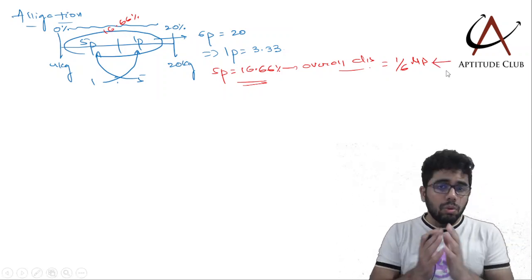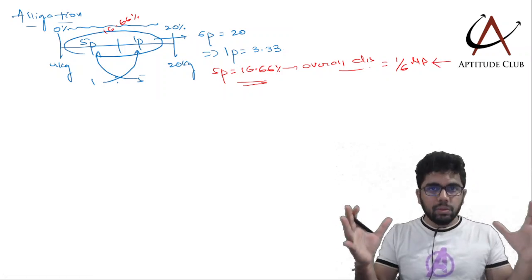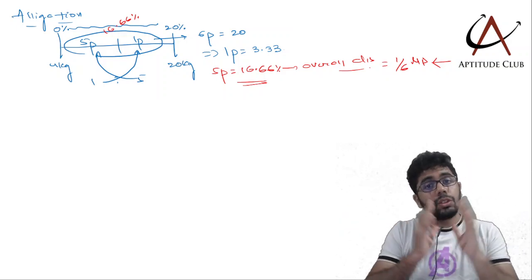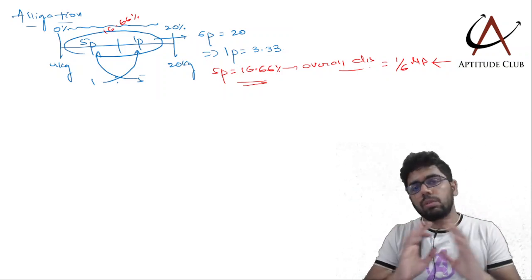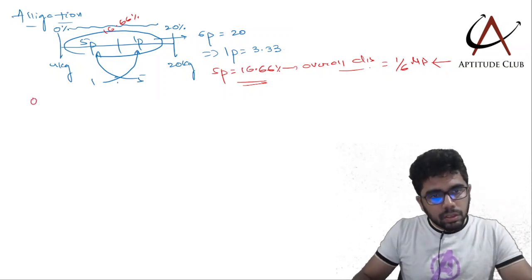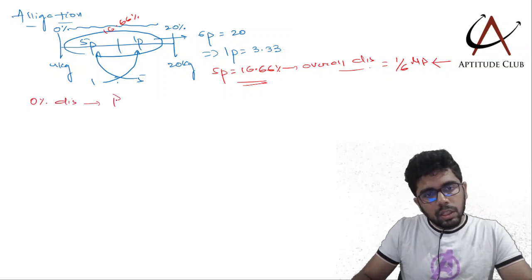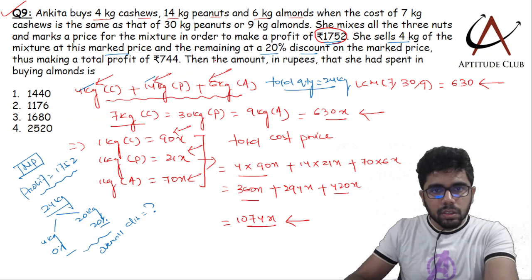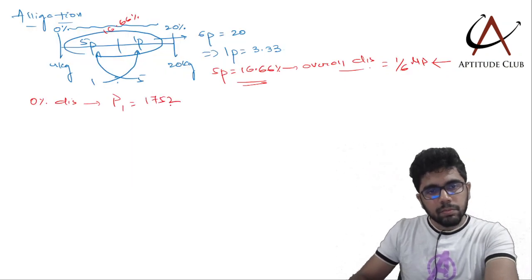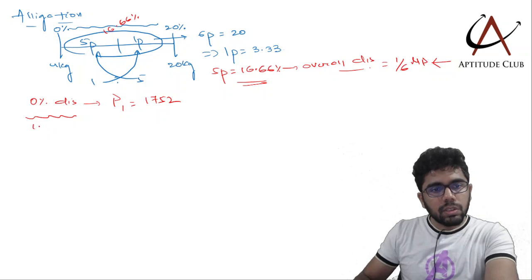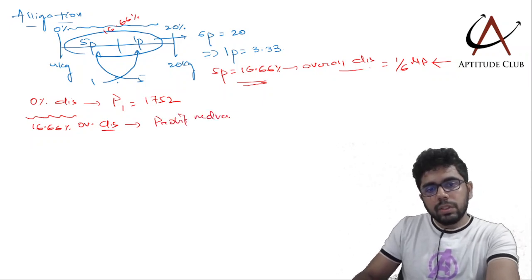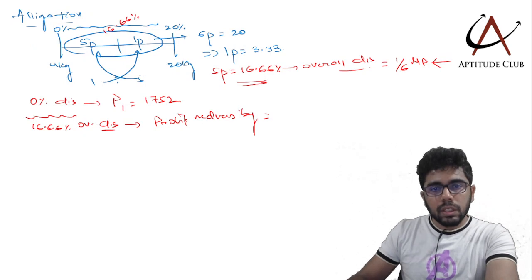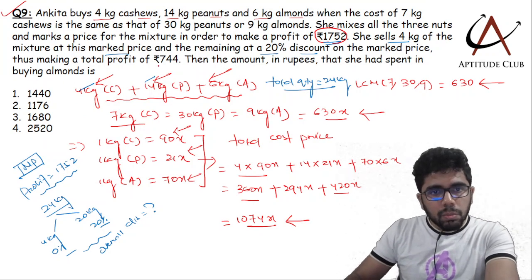ठीक है, तो ऐसे सोचो, अगर वो पूरा लॉट 24 kg जो उसका टोटल क्वांटिटी था, if she would have sold all that 24 kg at 0% डिस्काउंट, कुछ भी डिस्काउंट नहीं देती टोटली, तो उसका प्रॉफिट would have been what is given in the question, 1752. But because उसने एक मिक्स डिस्काउंट दिया 16.66% ओवरऑल डिस्काउंट, जिसकी वजह से उसका प्रॉफिट reduces. Now the profit reduced, thus making a total profit of 744.